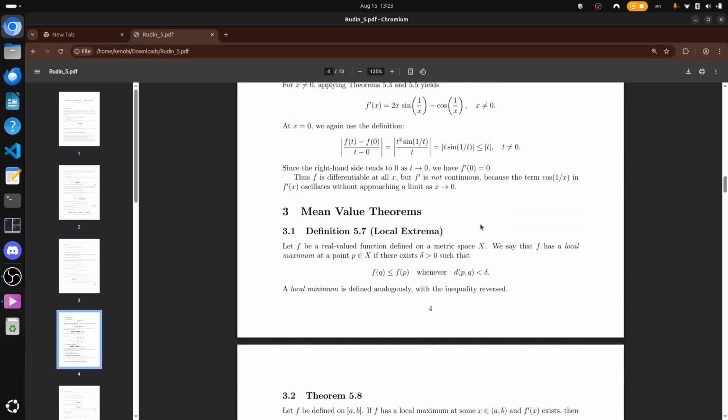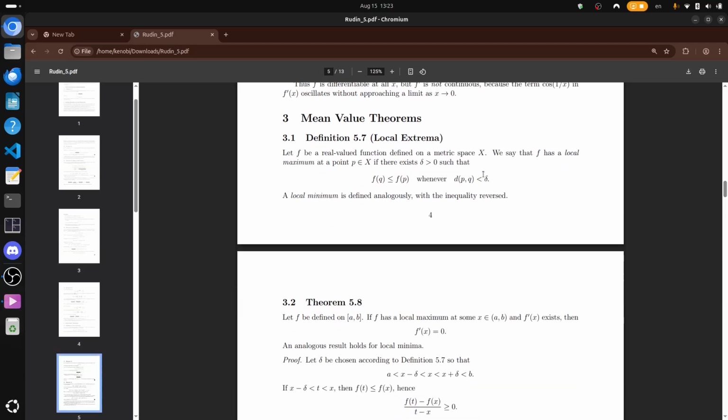Now we have the mean value theorems. Let f be a real valued function. Now we're talking about local maximums, minimums, extremums. So it's when you have one point less than a point or one point greater than a point in some neighborhood, and that's how we define maximums or minimums. And we're going to get f(q) is less than or equal to f(p) whenever the distance between p and q is less than delta. That's a local minimum and a local maximum.